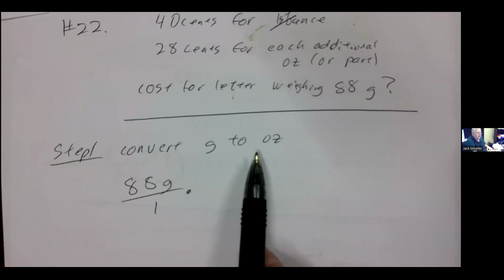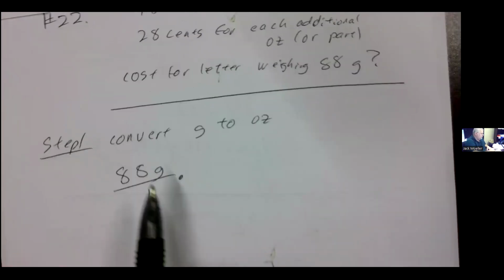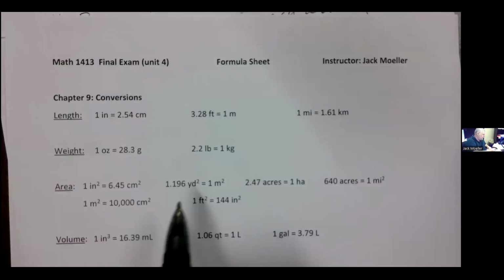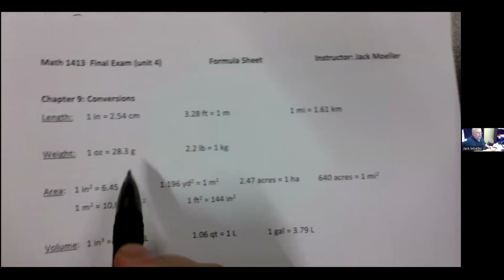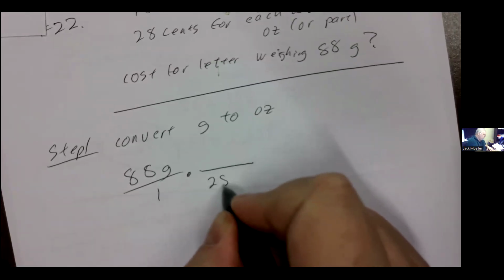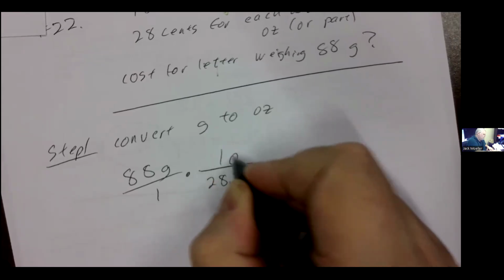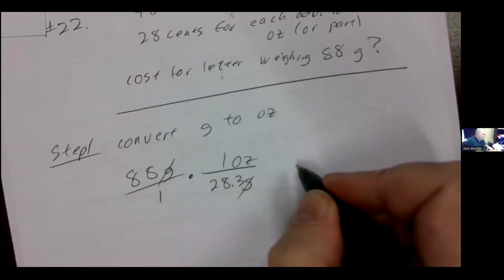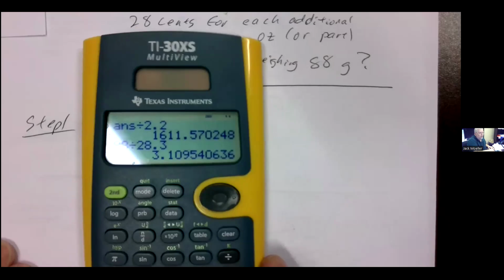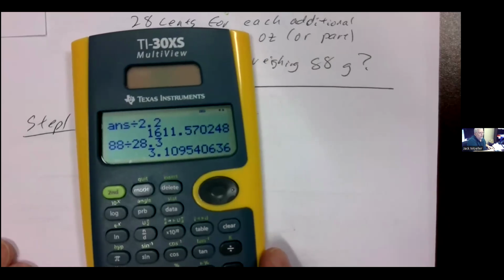Okay, so first step one is we need grams to ounces. And so how do we do that? We're in weight. So 1 ounce is 28.3 grams. So we need the grams on the bottom, 28.3 grams, 1 ounce. So 88 divided by 28.3. Okay, so what do you do here when you have this big old long number?